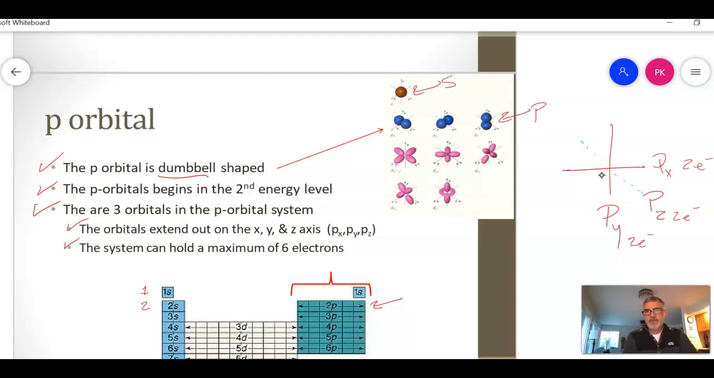So it can hold a maximum of 6, and if you count the width across the P block right there, there are 6 atoms in there. Each atom represents an additional electron.